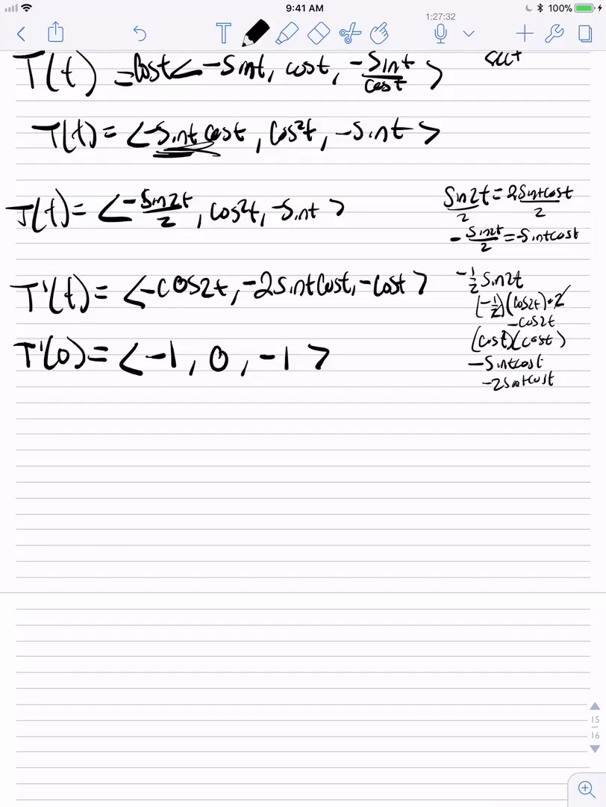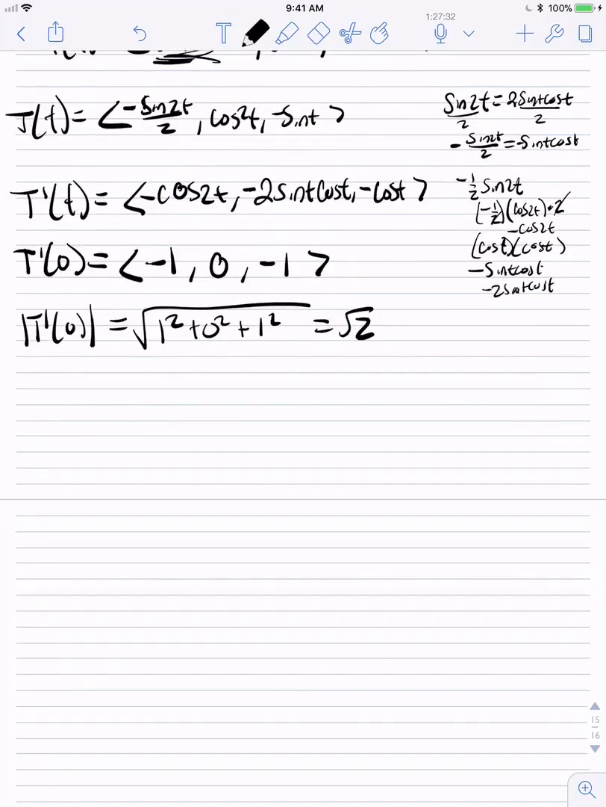So now that's T prime of 0, but we're also going to need the magnitude of T prime of 0. We can do that by taking negative 1 squared, so that's 1 squared plus 0 squared plus 1 squared, which equals root 2. So now our normal vector, or N of t, would be 1 over root 2 times negative 1, 0, negative 1.